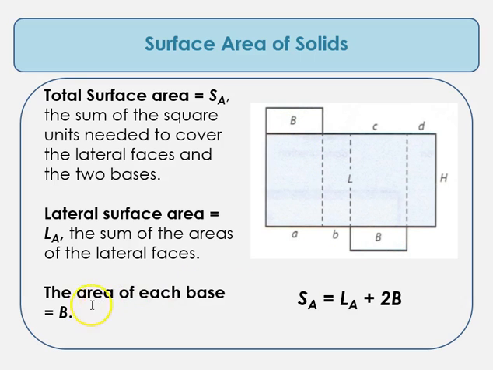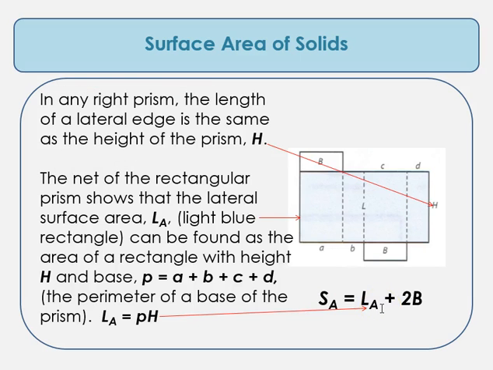So what that leaves now is the area of each base, which is a large B, and there are 2 of them. So the total formula is surface area equals lateral surface area plus 2 times the base. So in any right prism, the length of the lateral edge is the same as the height of the prism. So looking at this blue rectangle again, which we now call L, it has a length, and that length will now be called capital H for height.